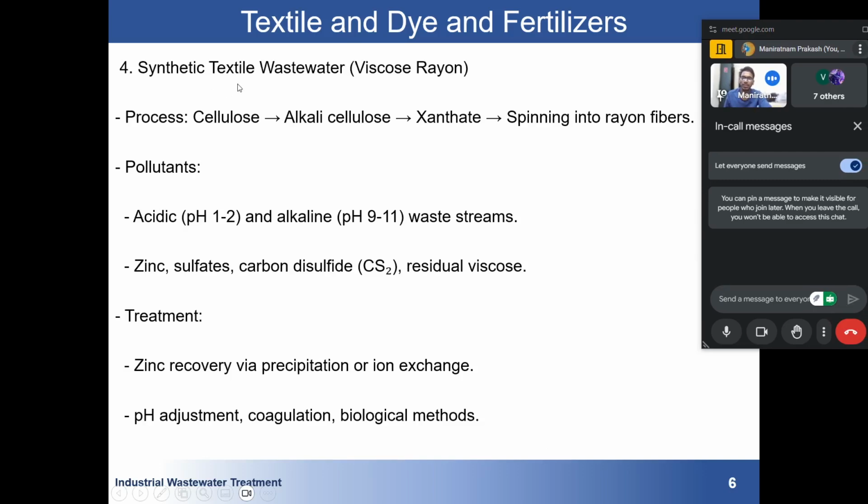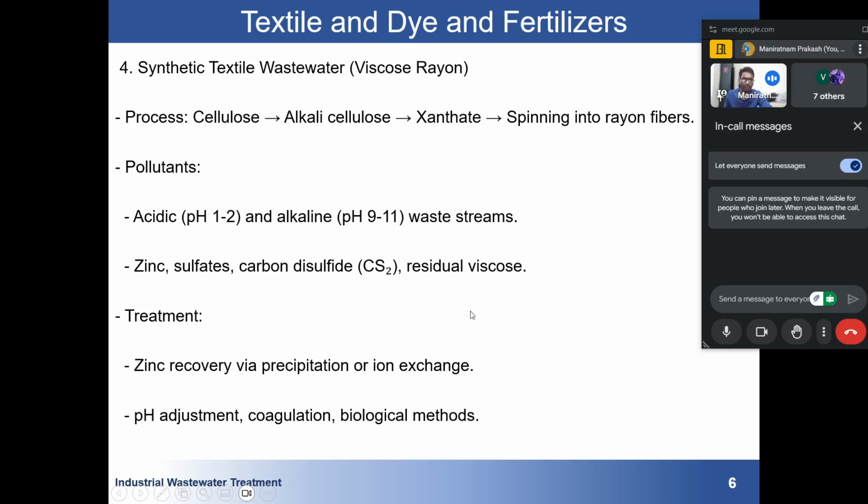Then we have synthetic textile. Currently this synthetic textile industry is at its largest boom. Many things you are seeing are synthetic textile only. Many of the clothes we are wearing are made of synthetic textile only. Here again there is a process, and I think there are two processes where two kinds of waste are produced. One is acidic wastewater, and the other is basic, that is alkaline wastewater.